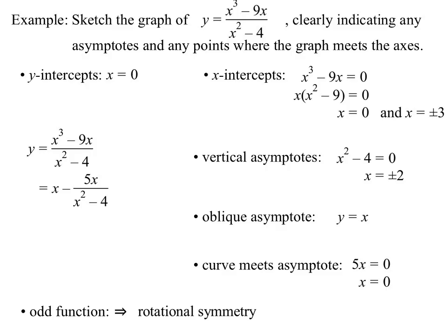Okay, it's an odd function. How do I know that? Well, the top of the fraction is an odd function. The bottom of the fraction is an even function. So if I've got odd divided by even, they're different types of functions, therefore the whole function must be odd. If it's the same type of function, so if they were both odd or they were both even, we know it would produce an even function. If they're different types of functions, we know it's going to produce an odd function. Okay, it's got rotational symmetry, we know that.